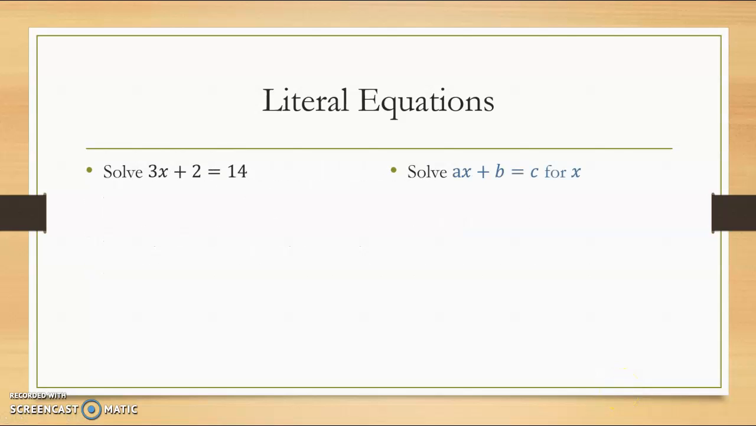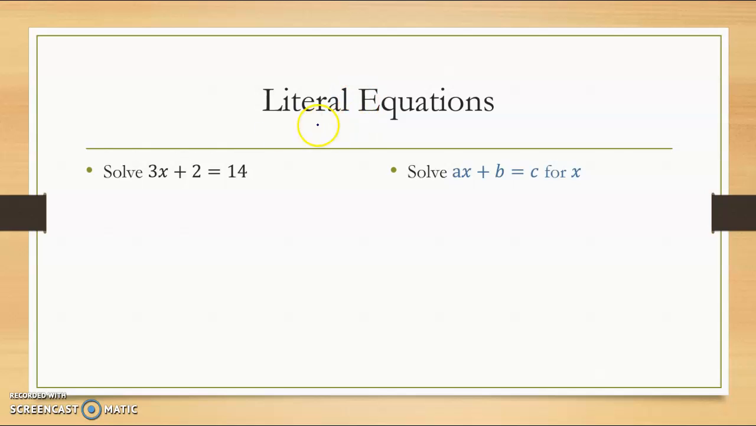So we're going to do these two at the same time because there are some parallels. On the left hand side we see solve 3x plus 2 equals 14. And this is something that we have practiced solving before. On the other side we have something similar. Instead of 3x it's ax, instead of plus 2 we have plus b, and instead of equal to 14 we have equal to c. But in both of these problems, you'll notice that we are solving for x.